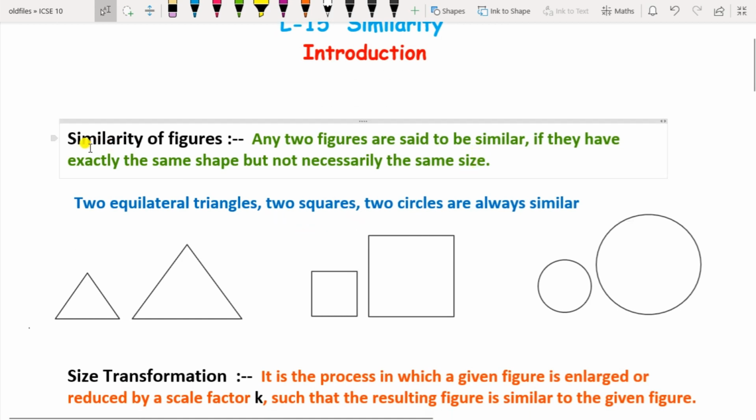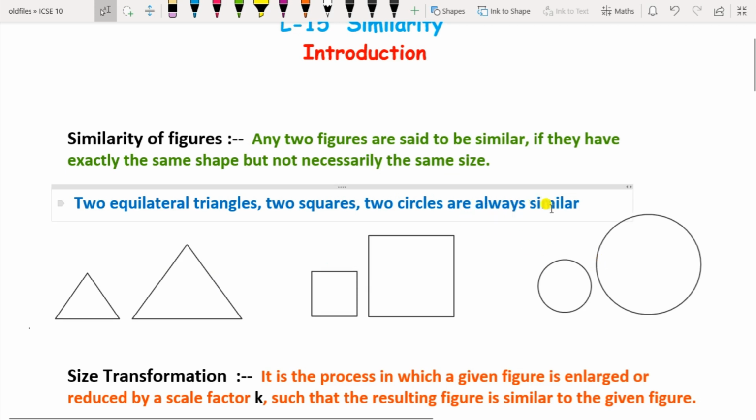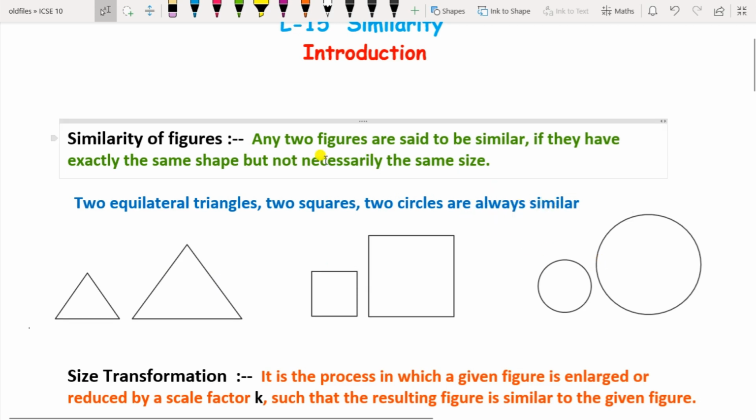So what is similarity of figures? Any two figures are said to be similar if they have exactly the same shape but not necessarily the same size. Here are two equilateral triangles, two squares or two circles. They are all similar. They may not have the same size but the shape is the same. That is called similar figures.